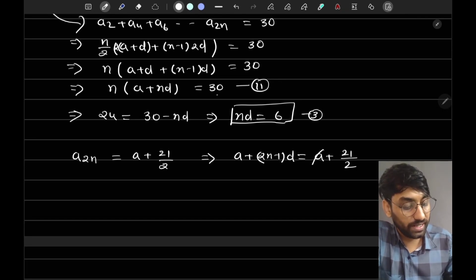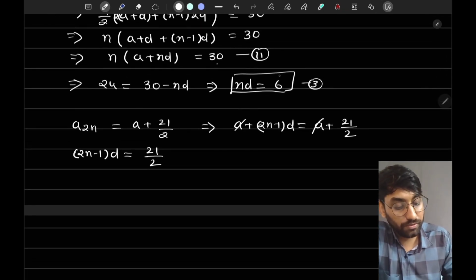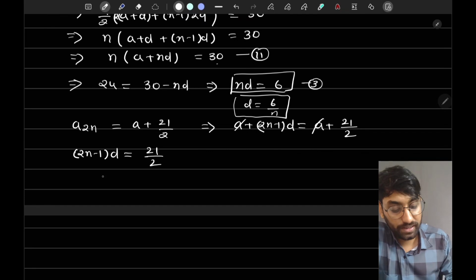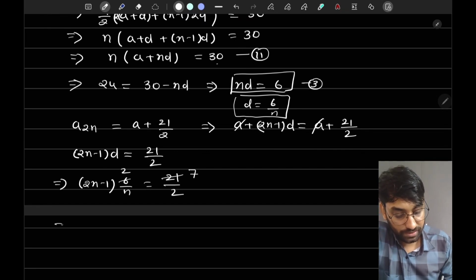Correct? So a will cancel out. What will I get? (2n minus 1) times d equal to 21 by 2. Now from equation 3 we can easily find the d value. So d will become 6 by n, and I can substitute that here. I will get (2n minus 1) times 6 by n equal to 21 by 2. Let's cancel out: this goes 2 times and 7. Here I will get 4 times (2n minus 1) equal to 7n.